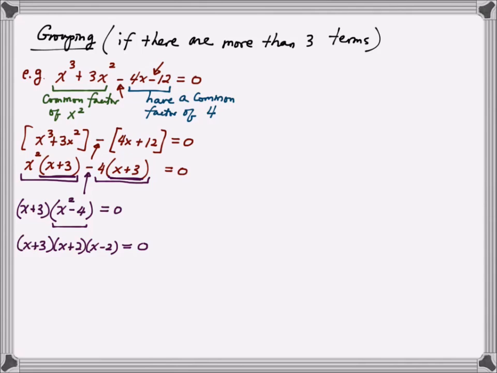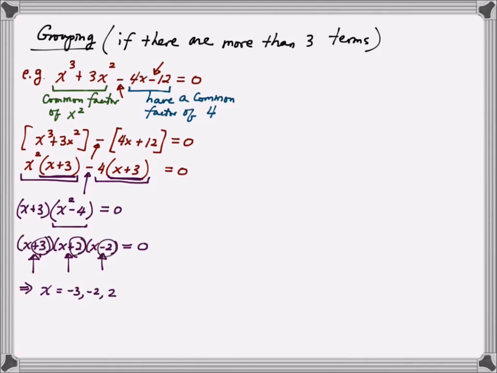Using the zero product property, I can say that it's either going to be x plus 3 equal to 0, or x plus 2 equal to 0, or x minus 2 equal to 0. And these are really simple linear equations to solve. Right away, I get x equals negative 3, negative 2, and 2. And you notice that really it's just the opposite of what these numbers are.